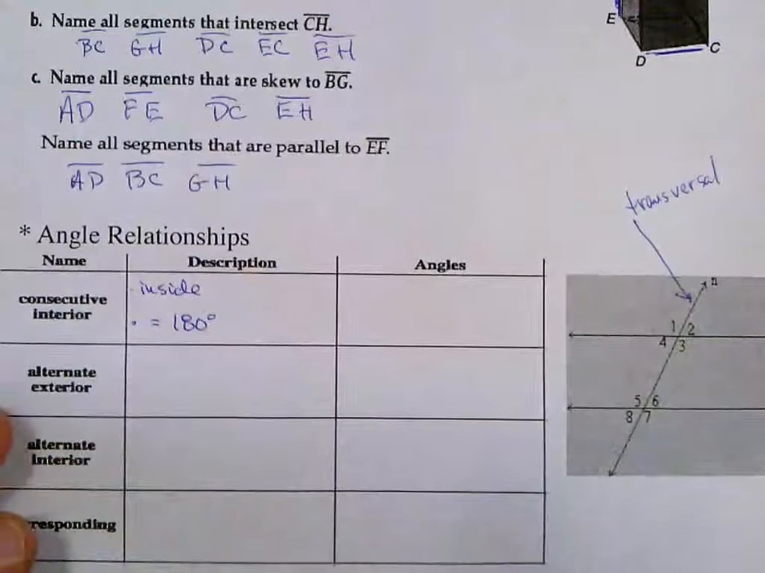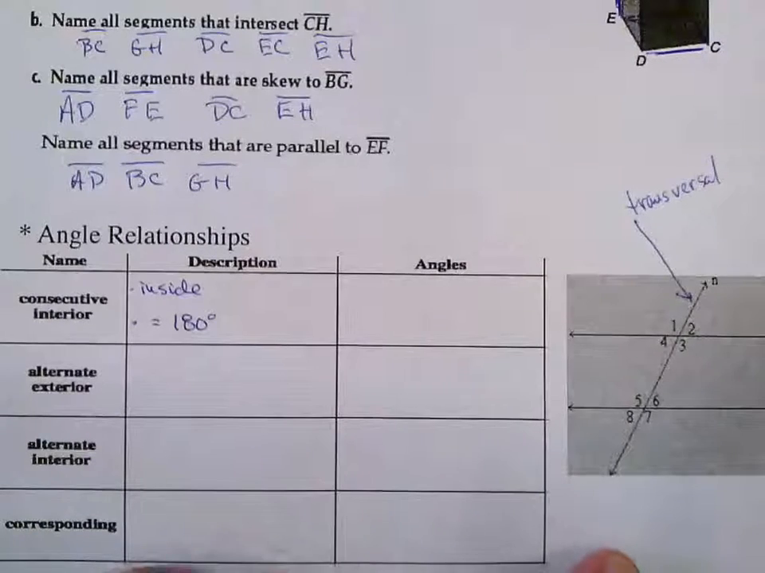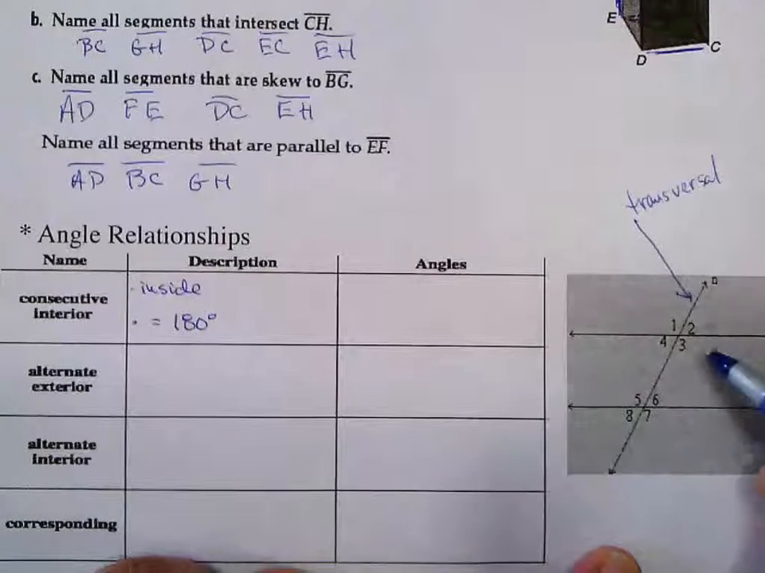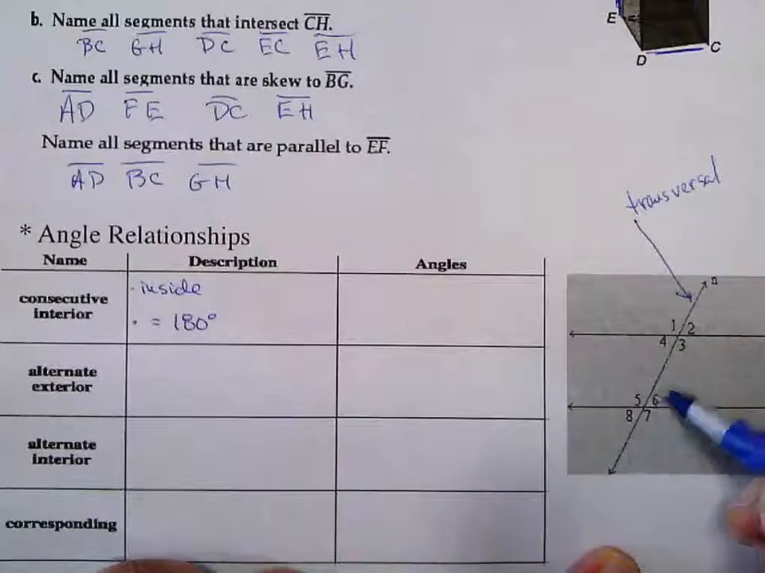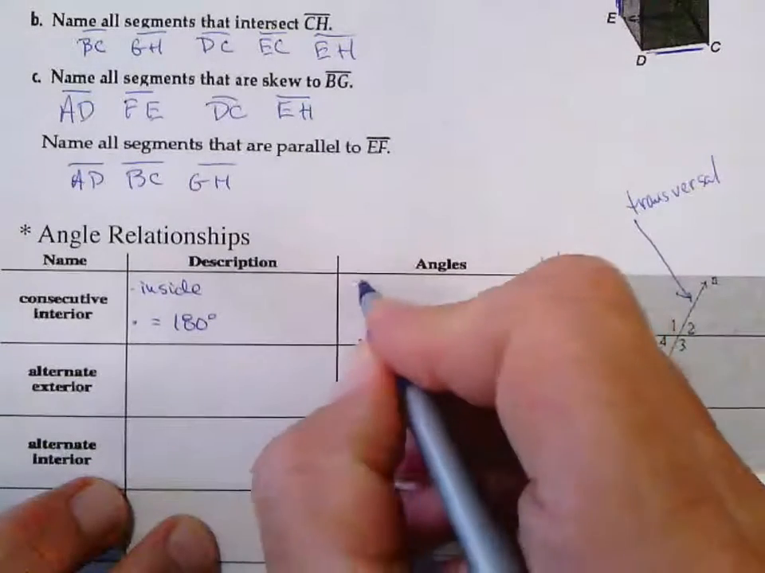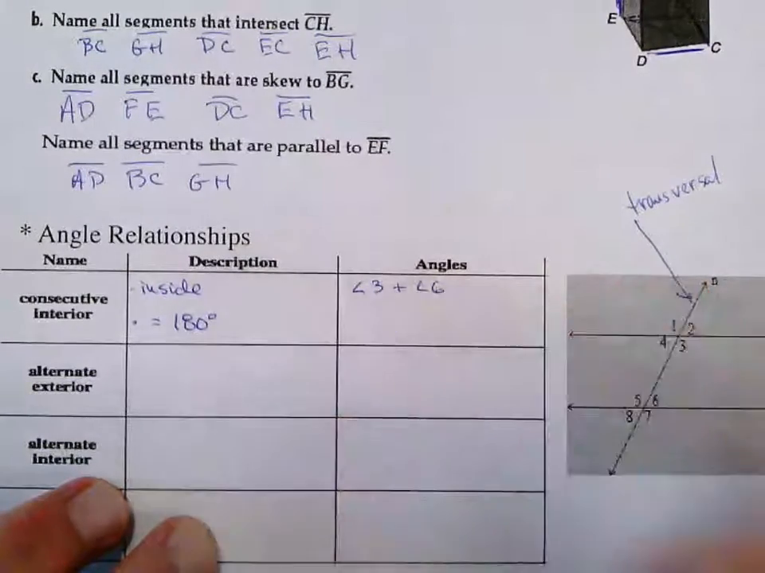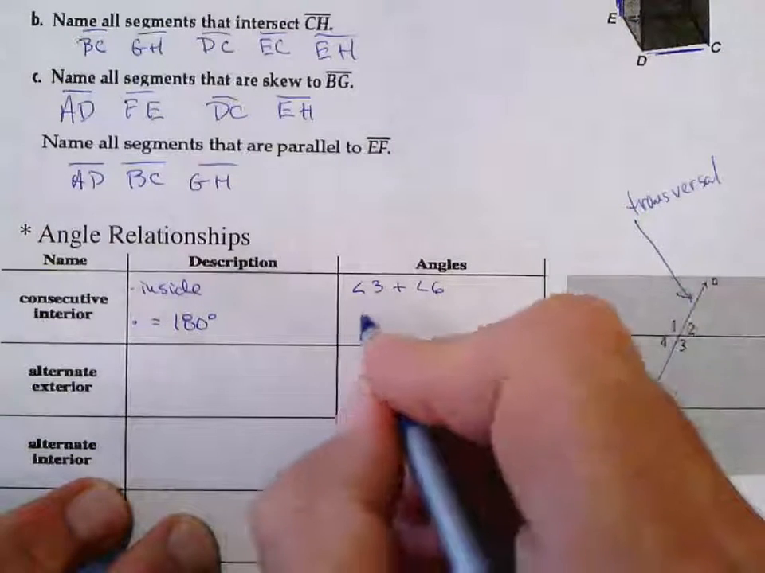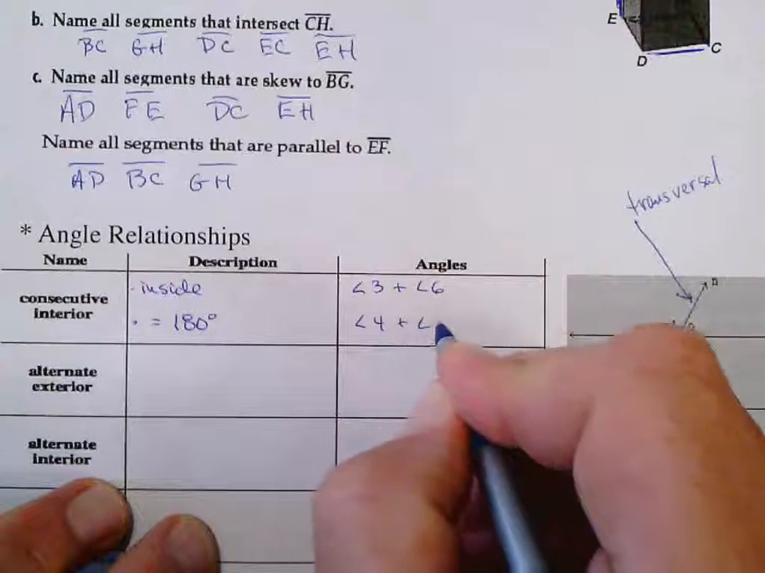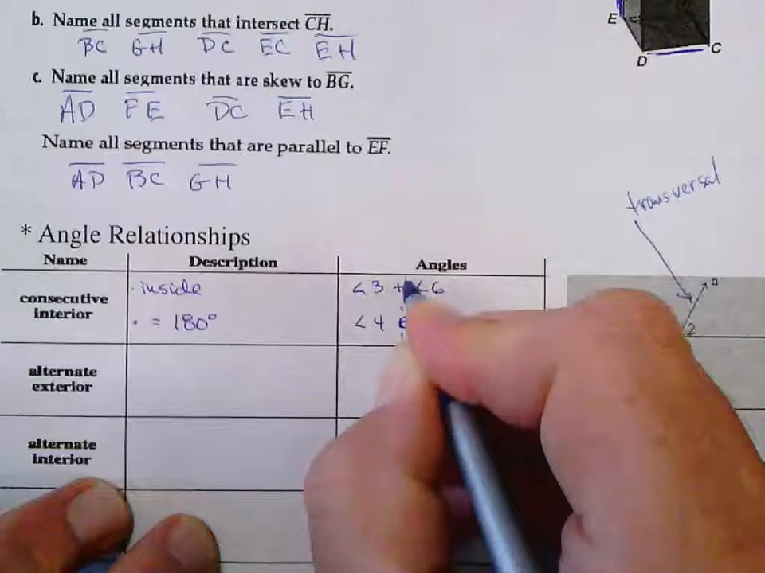So they're angles that are on the inside. If you look here at the picture, I got 2 angles that are on the inside. That would be 3 and 6. You see how 3 and 6 are on the inside? They are consecutive interior. And I also have 4 and 5.